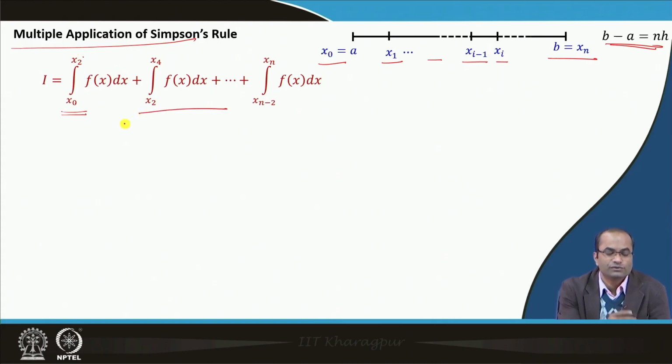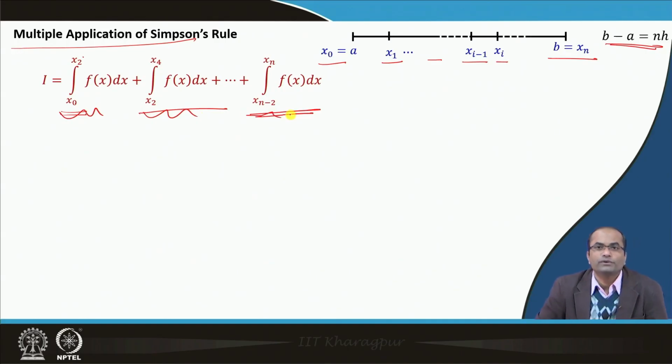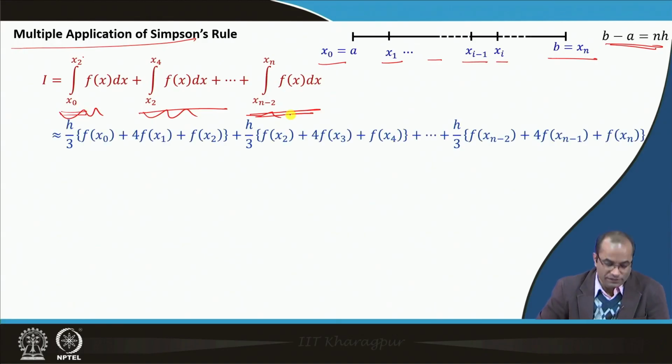Here also we have x2 to x4. So, we have x2, x3, x4. Here also we have x_{n-1}, then x_{n-2}, x_{n-1}, and then x_n. So, for each integral, here we have the 3 points. So, we can apply the Simpson's 1/3 rule in each.